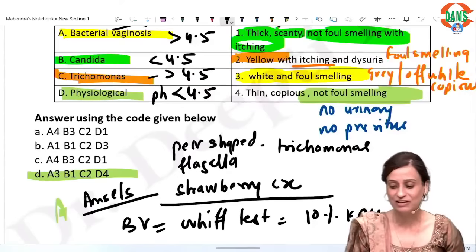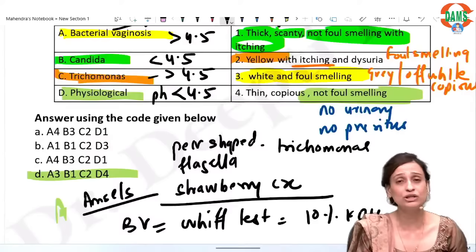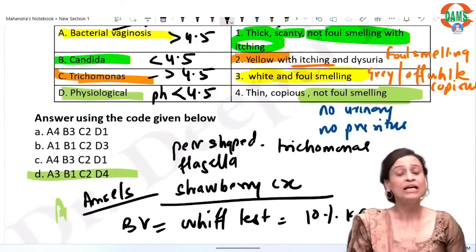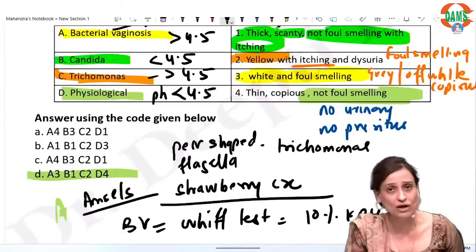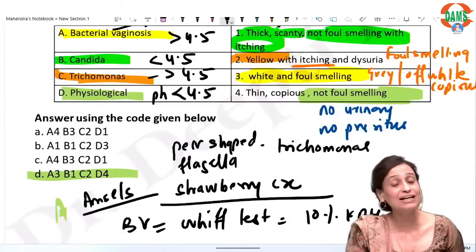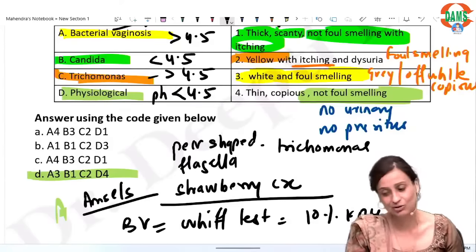Ready for the next one, everyone? Yes, metronidazole is safe in pregnancy. It remains as the drug of choice for bacterial vaginosis in pregnancy. The other drug of choice can be clindamycin in pregnancy. Okay, chalo.